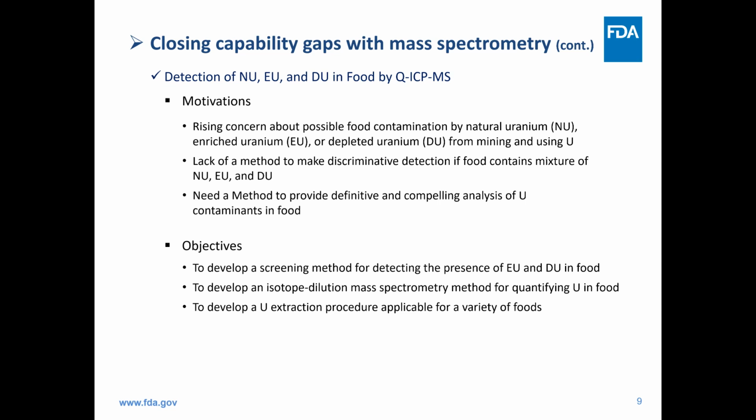To close this capability gap, a mass spectrometry method development project was initiated to achieve 3 objectives. The first has to be able to definitively detect the presence of EU or DU in food. Second, it has to be capable of quantifying uranium in food. And third, it has to be good for a variety of food.